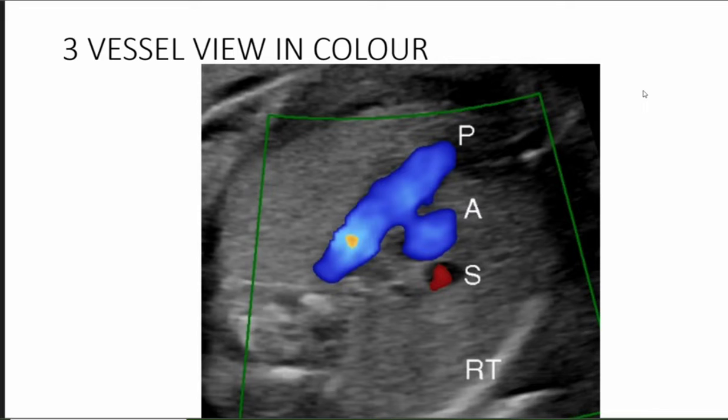Apply color Doppler. 3-vessel view should have the pulmonary artery and aorta in one color and superior vena cava in the opposite color. And because both pulmonary artery and aorta take blood out of the heart to the outside, they should be in the same color. If any of these vessels shows a reversal in color, then that means there is proximal obstruction of that particular vessel.